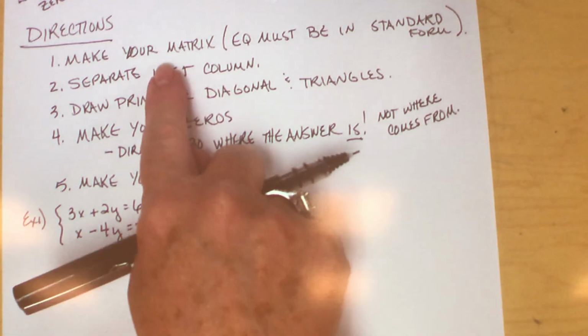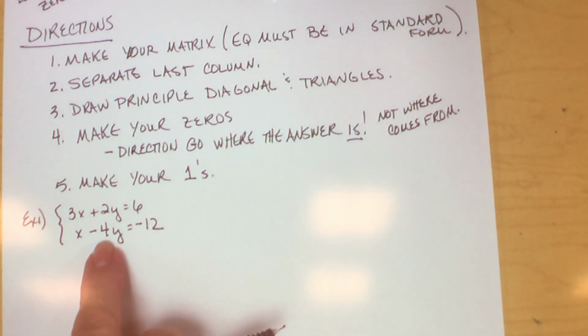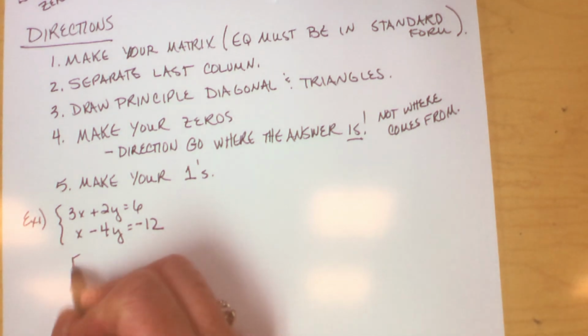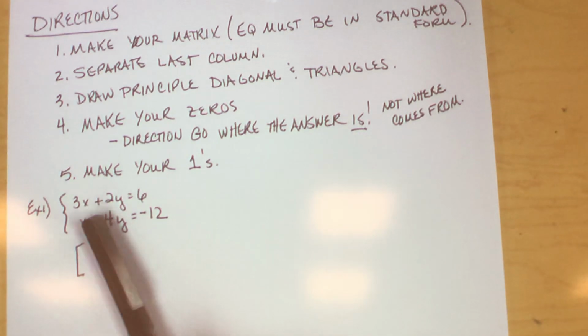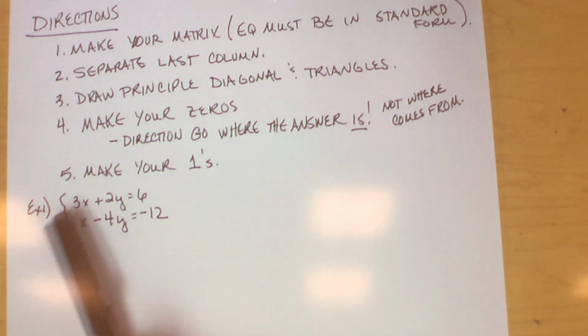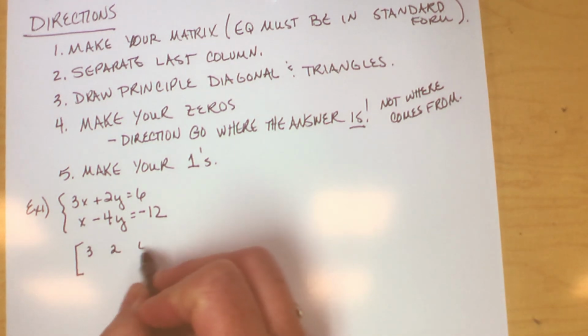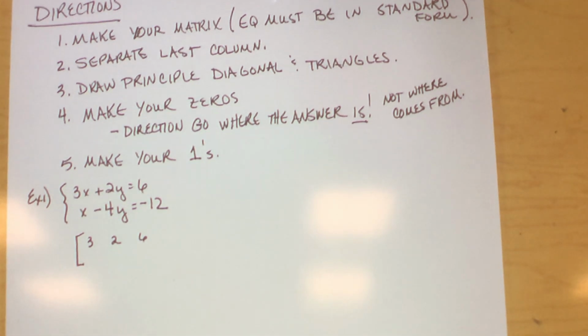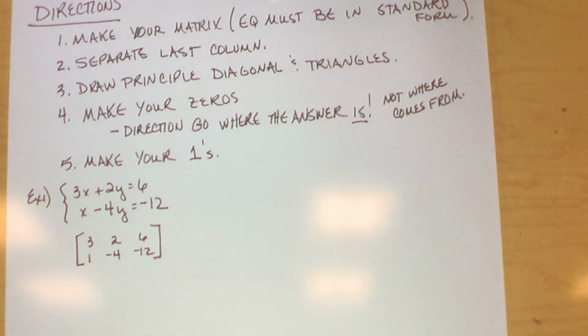Okay. So the very first thing we're going to do is make your matrix. Your equation must be in standard form. All my equations are in standard form. Okay? So I'm going to make my matrix. My first row of my matrix is, look up here at the board, 3, 2, 6. You see it? 3, 2, 6. What's the second row of my matrix? 1, negative 4, negative 12. Perfect. 1, negative 4, negative 12.